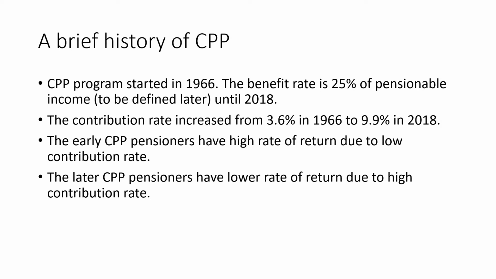A brief history of CPP. Canada Pension Plan Program started in 1966. The benefit rate is 25% of pensionable income, defined later, until 2018. The contribution rate increased from 3.6% in 1966 to 9.9% in 2018. Early CPP pensioners have high rate of return due to low contribution rate. The later CPP pensioners have lower rate of return due to high contribution rate.